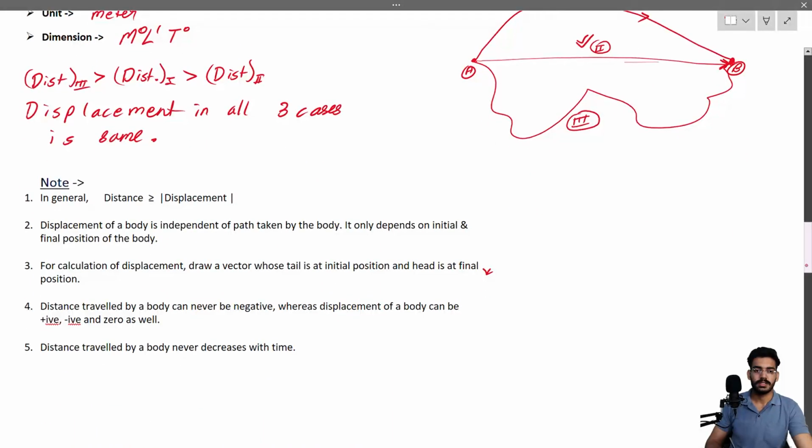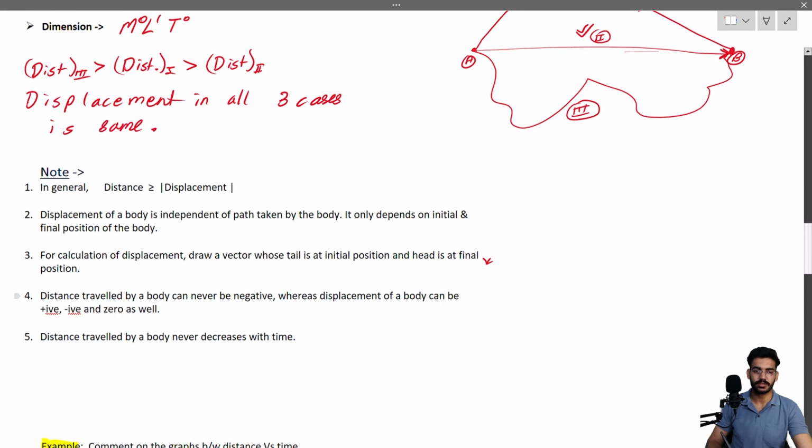Next thing, distance traveled by a body can never be negative, whereas displacement of a body can be positive, negative and zero as well. So distance is always increasing as you move the particle, right? But because displacement is a vector quantity, it can be negative, positive and zero, right? So displacement is positive, negative or zero because it's a vector quantity.